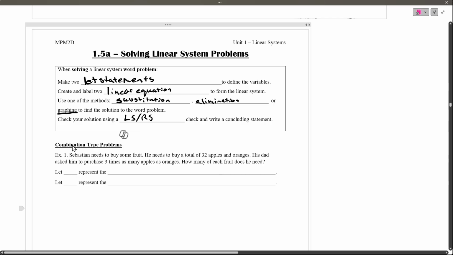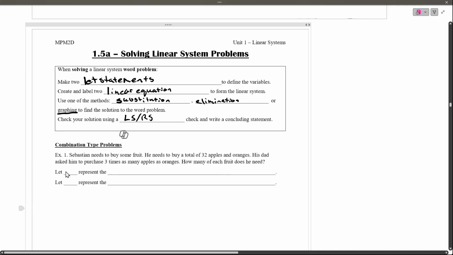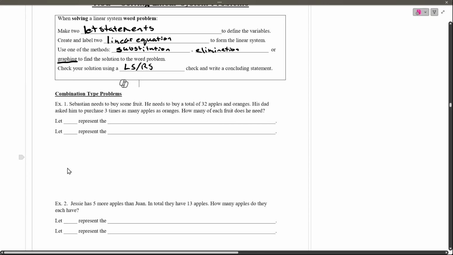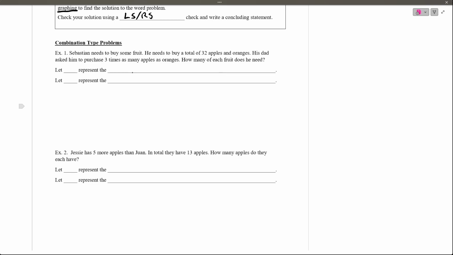So the first type of problem is something called a combination problem. We usually see this when we have a combination of items and we want to figure out how many of each item we have or some form of relationship between these items. So in this case, let's look at example 1. Sebastian needs to buy some fruit. He needs to buy a total of 32 apples and oranges. So that means if you combine all of the apples and oranges together, we have 32.